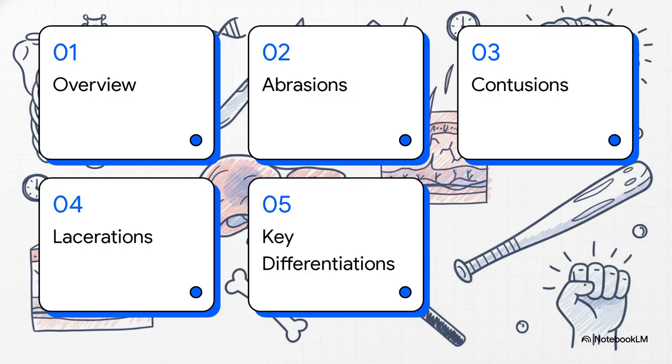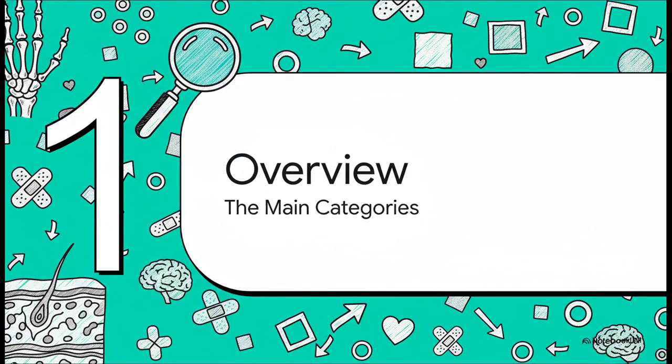So, here's the plan. We'll start with a quick overview of what blunt force injuries even are. Then, we'll dive into the three main types you'll see all the time: abrasions, contusions, and lacerations. And to wrap it all up, we'll hit some key differentiations that are crucial to master for your exams. Okay, first things first. Let's get the fundamentals down.